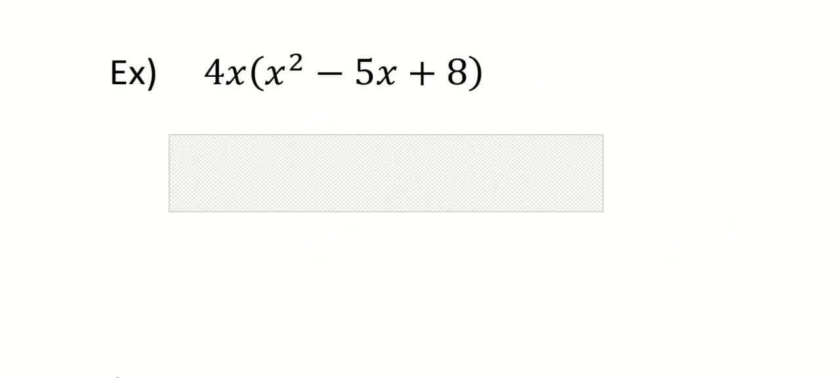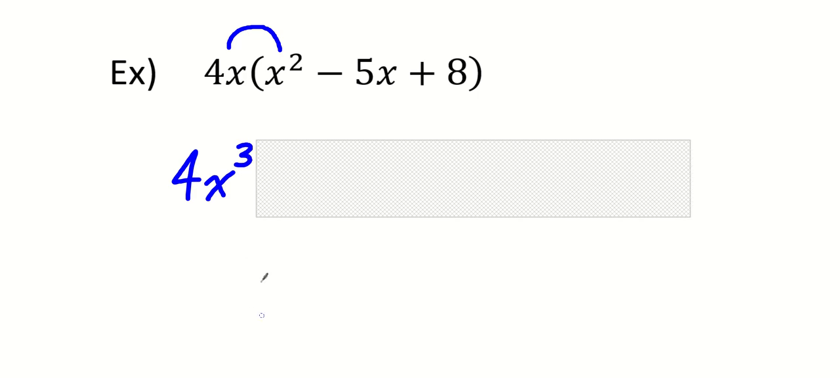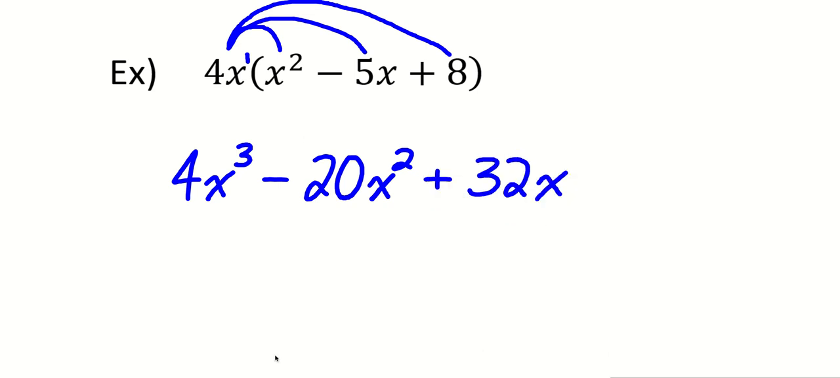So this example right here, 4x times x squared. Remember, we're multiplying. So that's 4x to the third, okay? Because technically we're adding powers. 4x times negative 5x. Negative 20x to the second. Because the 4 times negative 5, and then x times x. And then lastly, with the distributive property, we have to multiply 4x to the positive 8. Which is only going to get us plus 32x.